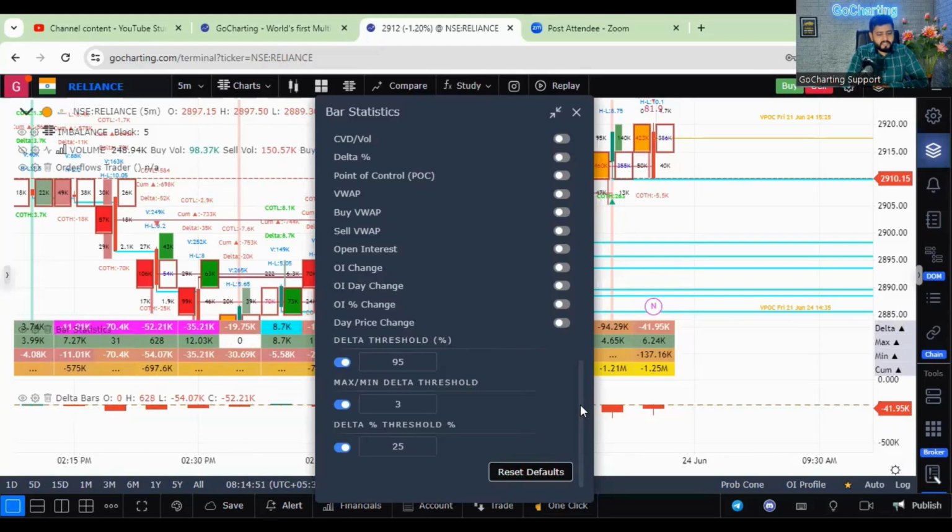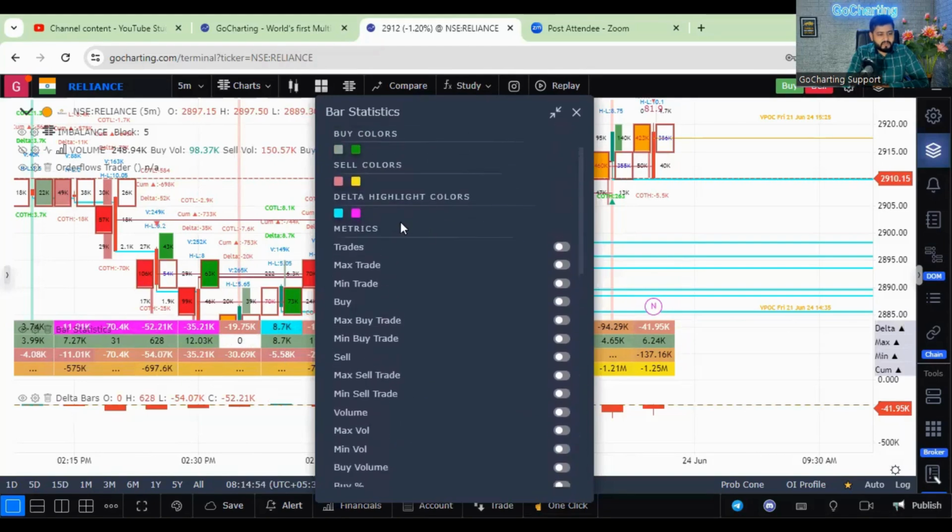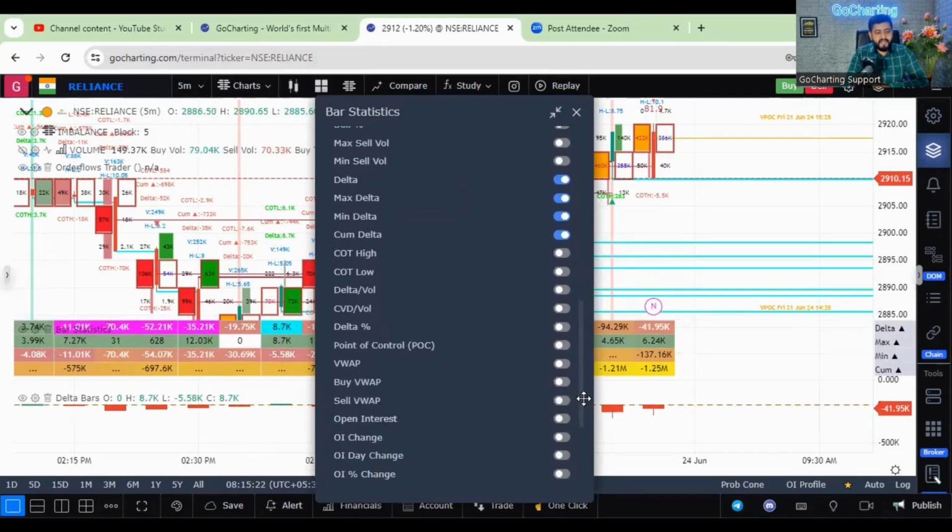You can also see the color over here. So this is for the sell side. Now the same thing for the buy side. For this particular candle, what was the closing delta? The closing delta was 8.7K. And what was the maximum buy delta? It was 8.7K, almost equal. So it is greater than 95%. That's why you are getting this delta highlight color over there. So I hope you understood the significance of the max delta and min delta and also how to add the filter.